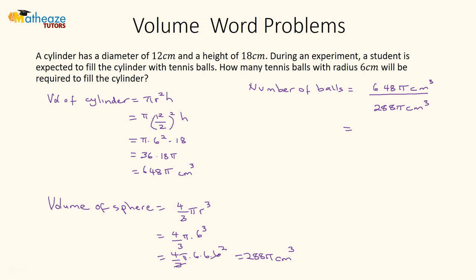So let's get rid of pi first. 648 divided by 288. Let's divide both of them by 36. We get 18 over 8. We divide this by 2: 9 over 4, which is 2 1/4. So we have 2 balls can fit in the cylinder.